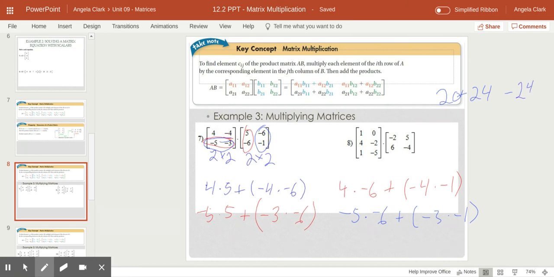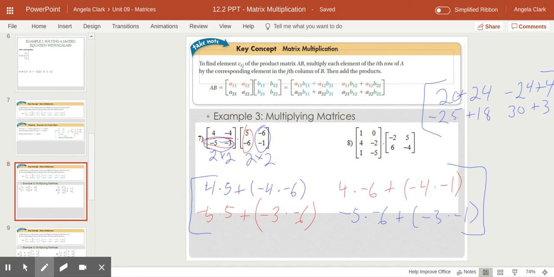And here I have 4 times -6, which is -24, plus -4 times -1, which is just positive 4. And then here I have -5 times 5 is -25, plus -3 times -6 is positive 18. Over here I have -5 times -6 is positive 30, plus -3 times -1 is positive 3. Okay, so now for my final step, should be having brackets on all of these.